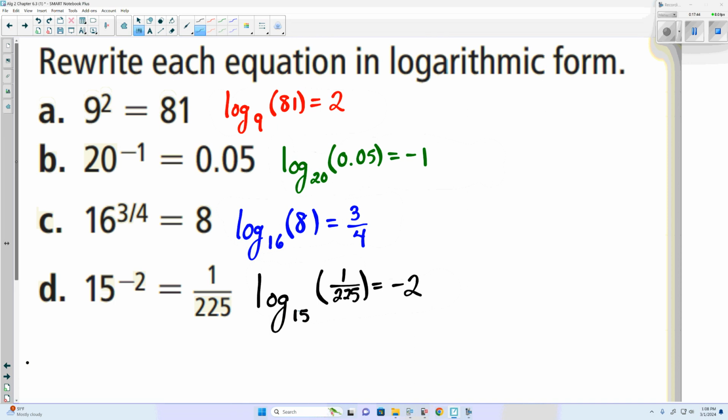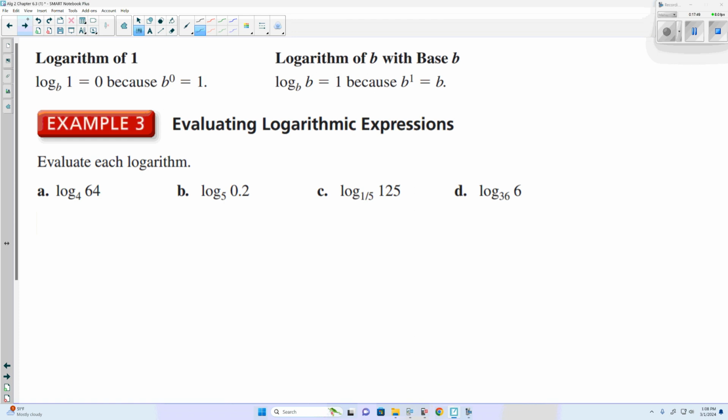Questions on this here? We're ready for the next part. So there are 2 things that y'all need to add. You can add it at the bottom of the page. But this here is good to know. Log base B of 1 is 0, no matter what the base is, as long as the base is not 0. We can't have 0 to the 0.